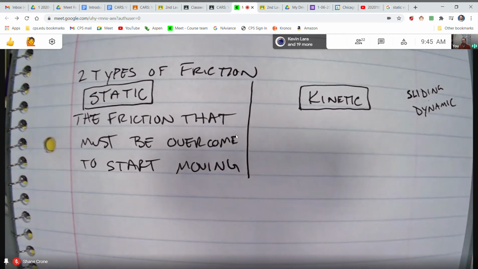static friction is the friction that you must overcome if you want to start something moving. So let's imagine you had a sofa in your house and you just want to slide it across the floor to a new location.